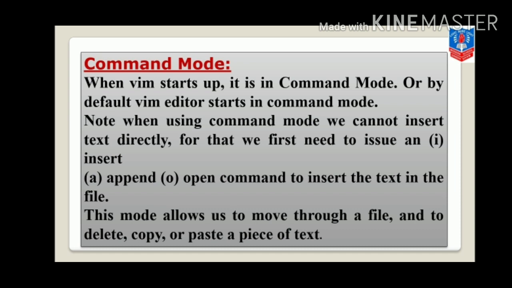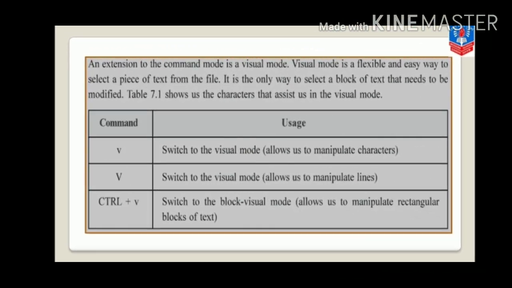Got it? And a for appending. Let's say any file is prepared, that file only we have to make some modification, pressing small a. And for opening a new line to insert the text, we have to press o. So this mode allows us to move through a file and to delete, copy, or paste a piece of the text as you want.